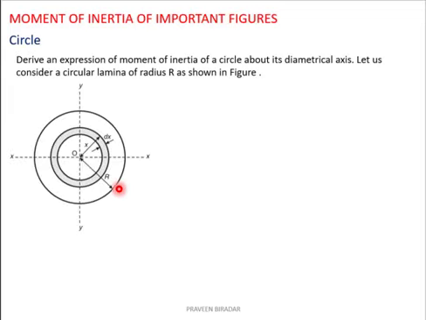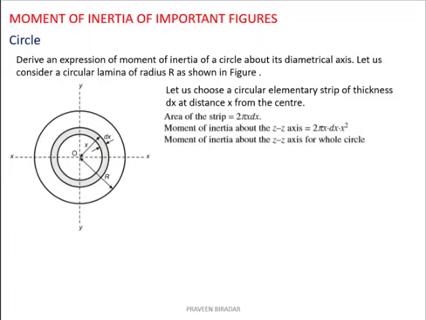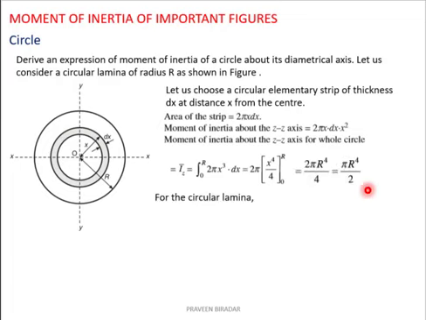Next, circle. I have a circle with radius r and an elementary strip at distance x with thickness of dx, as shown in the figure. So area of the strip is 2 pi x into dx, and moment of inertia is 2 pi x into dx into x square. So Iz equals the integral from 0 to r of 2 pi x cube dx, which is 2 pi into x4 by 4, and solving you get pi r4 by 2.